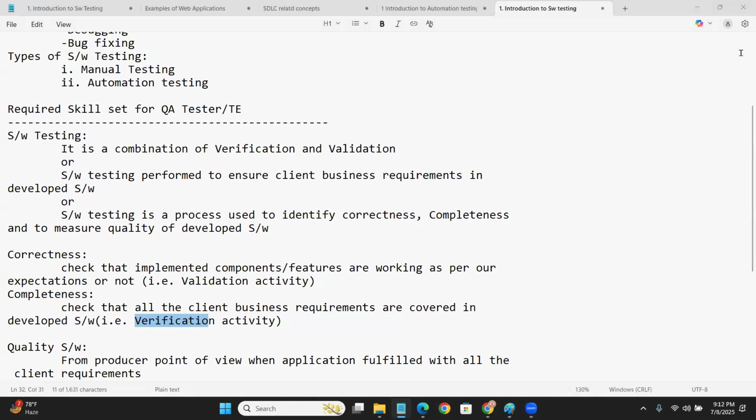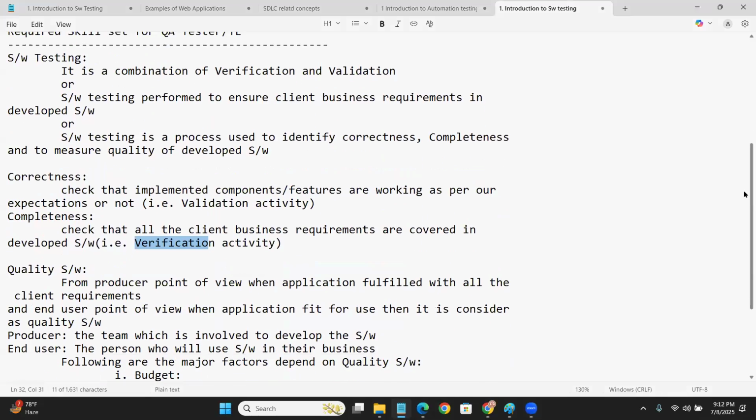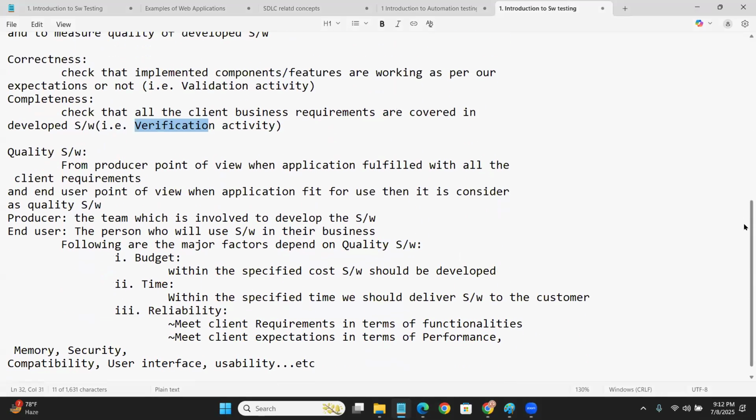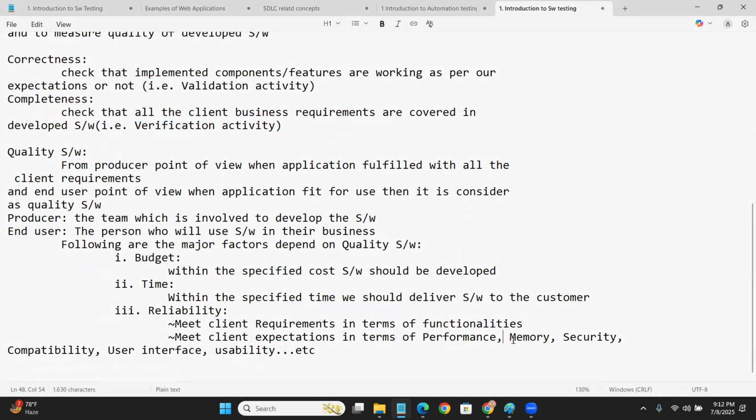Then how are we going to define quality software from the producer's point of view? Producer means the team involved in developing the software. From their point of view, the application should fulfill all the client requirements. From the end user's point of view, end user means finally who is going to use the software, if the application is fit for use, then it is considered quality software.